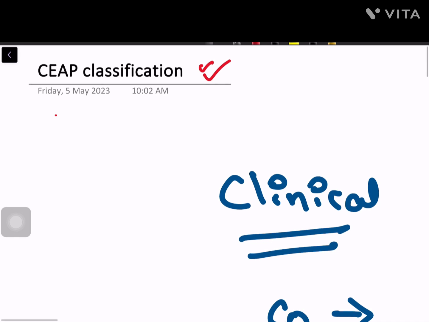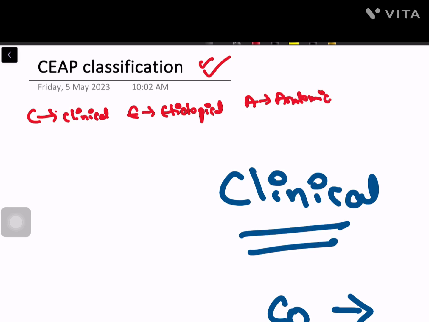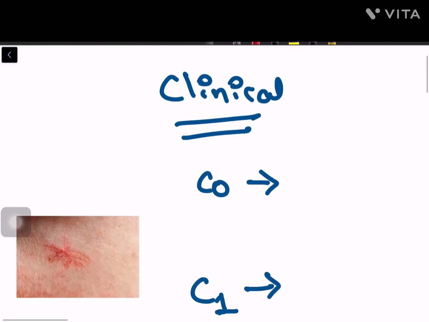In CEAP, C is clinical, E is etiological, A is anatomical, P is pathophysiology. Okay, first we will discuss the clinical classification.